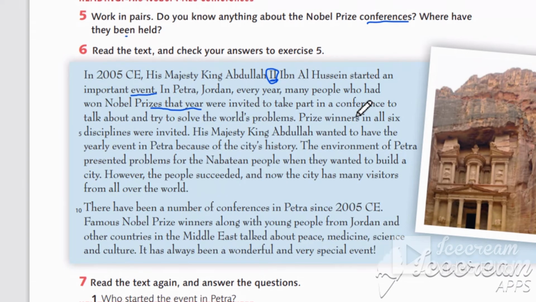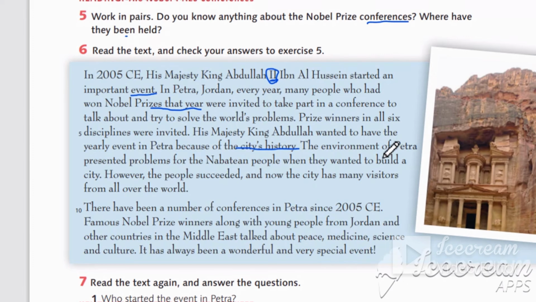He invited all the winners of what? Oh, excellent. He invited all the winners of the Nobel Prize and held a celebration in Petra in 2005. The prize winners in all 6 disciplines, meaning fields, were invited. His Majesty wanted to have the yearly event in Petra because of the city's history.